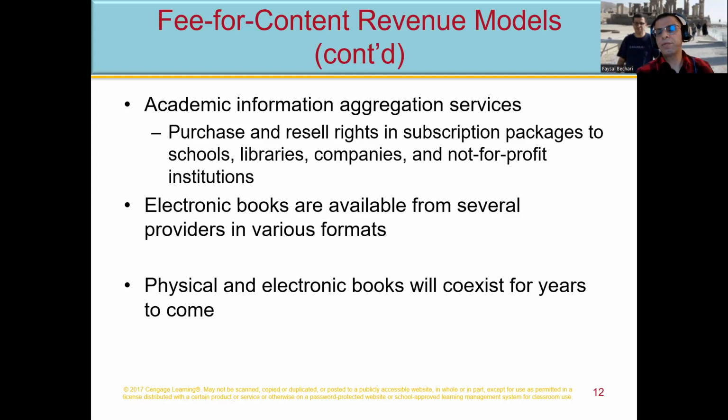Others are like academic information aggregation services, which purchase and resell, write, and offer subscription packages. These are all different revenue models for schools, libraries, companies, and nonprofits. And then you have electronic books, which are also available from several providers in various formats. And we saw that these days physical and electronic books are always going to coexist for years to come.